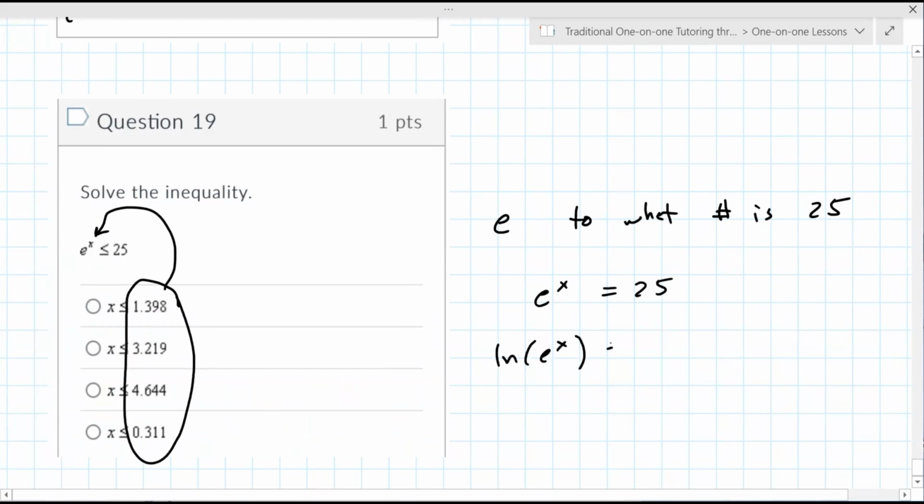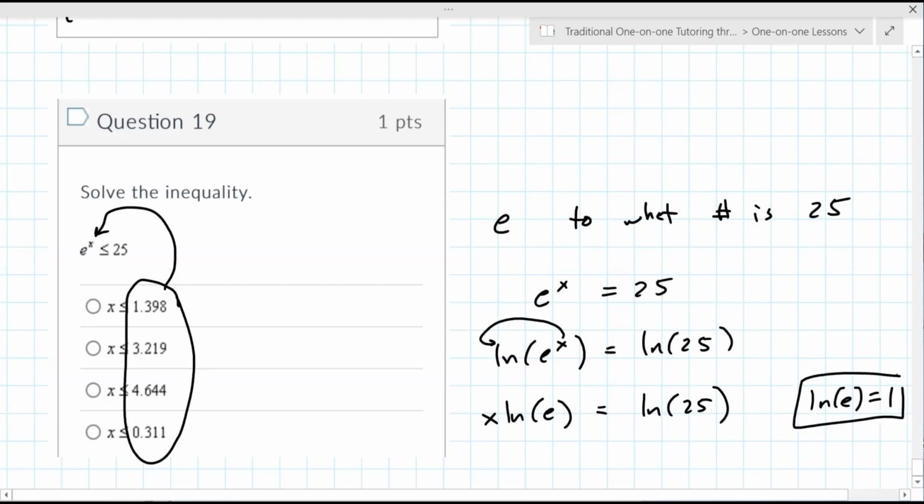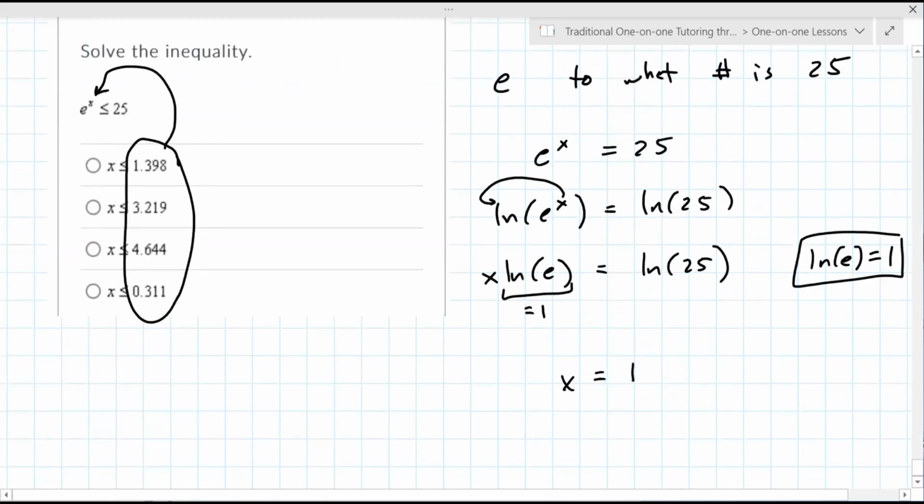If you take the natural log of both sides, the x comes out in front, x natural log of e equals natural log of 25. This is a property, the natural log of e equals 1. On the left here, this is just 1. So it becomes x equals natural log of 25. And that's probably maybe 1.398. 1.398, let me check. Did that work? It's supposed to equal 25, right? Sorry. Yeah, it looks like it's 3.219. 3.2. Okay. Yeah, there you go.